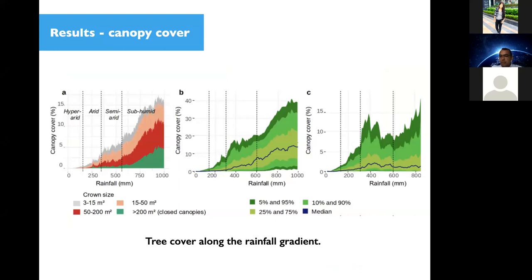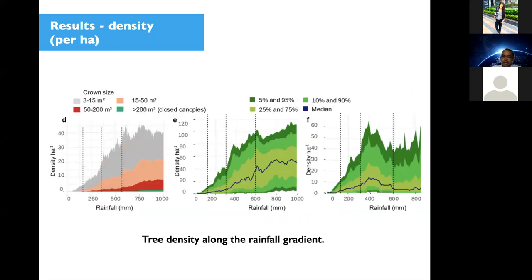And since we are able to study it at this scale, we could see, for example, how the canopy cover varies with the rainfall. So we had divided our trees into separate classes, and then we could see how those different classes vary across this whole study area, and how the different kinds of soil conditions affect the tree canopy cover, and so on. We could also study the density, the number of trees per hectare in this study area, and see how the density varies with the rainfall.